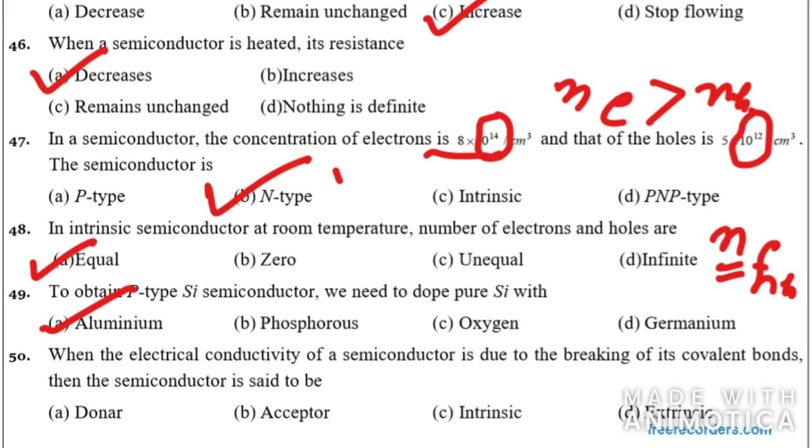When the electrical conductivity of a semiconductor is due to the breaking of covalent bonds, then the semiconductor is said to be donor, acceptor, intrinsic or extrinsic. So in this case, the electrical conductivity is due to the breaking of covalent bonds. So this happens when we have an intrinsic semiconductor. The semiconductor will be an intrinsic semiconductor.